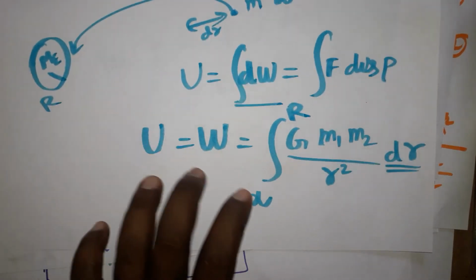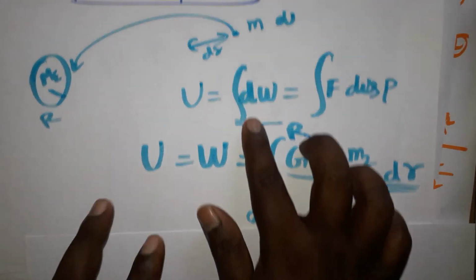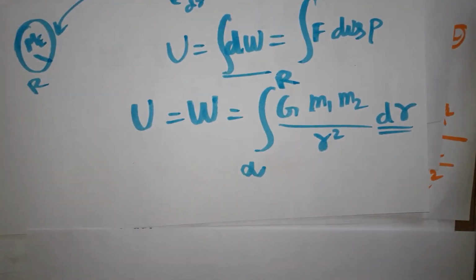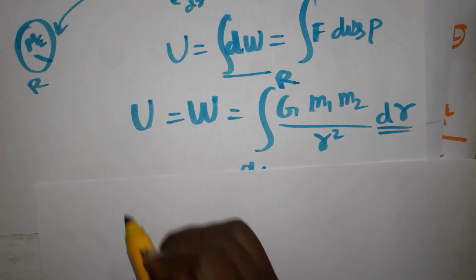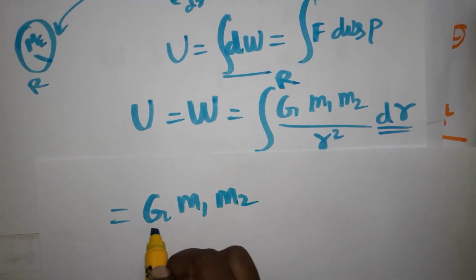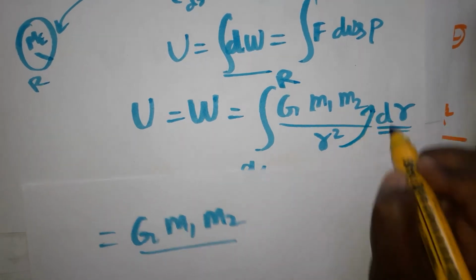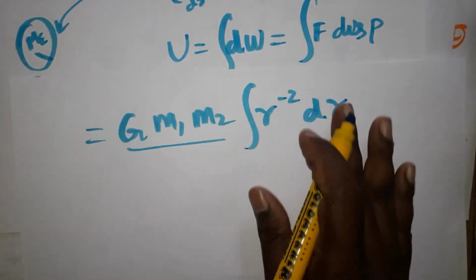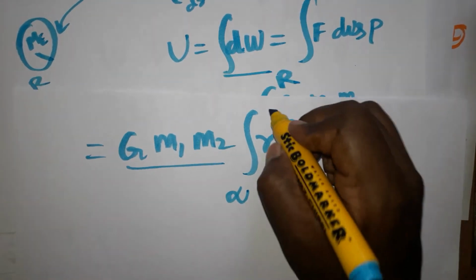Gravitational potential energy is equal to work done. Work done is equal to force into displacement. So force is this much, displacement is this much. So this is what we are going to do. The force is G times m1 m2 divided by r square. I am taking r to the power minus 2 dr, with the integration limit going from infinity to the surface of the earth.